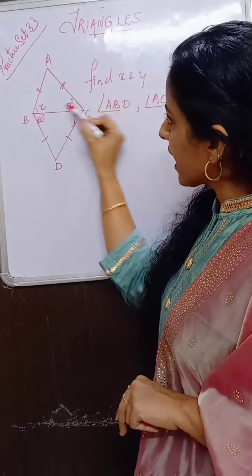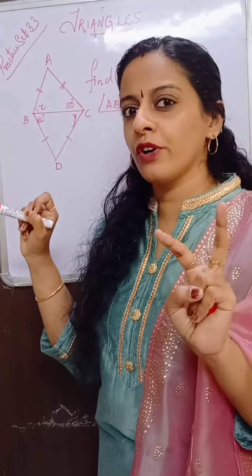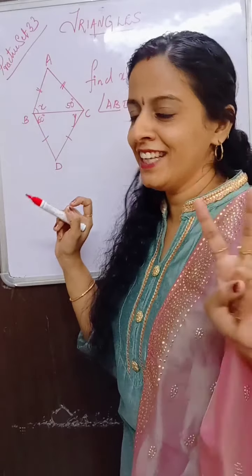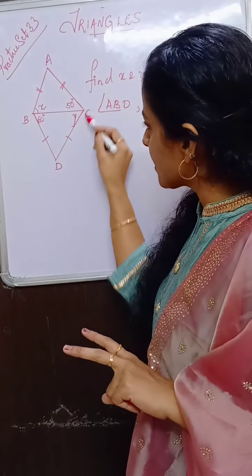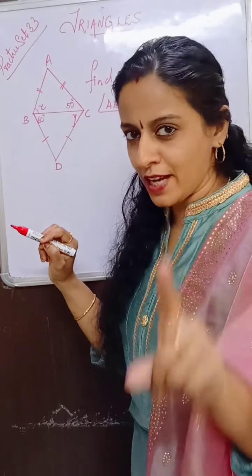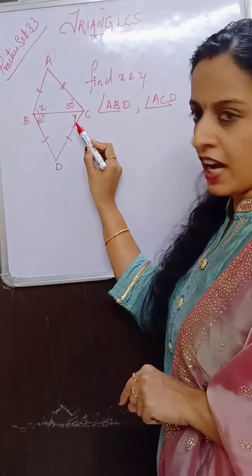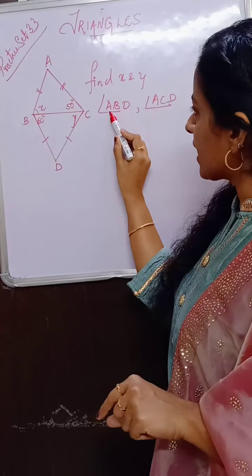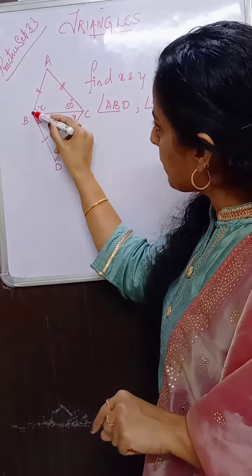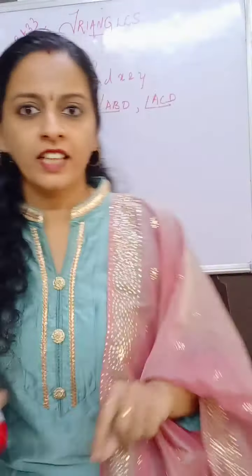In the first triangle, 2 sides are congruent. Whenever you see a triangle with 2 sides congruent, isosceles triangle theorem. Down also you can see a triangle with 2 sides congruent. Again, somewhere we are going to use the isosceles triangle theorem. See the question: find x and y. Find measures of angle ABD, this full angle, and ACD. Okay, that is the question.